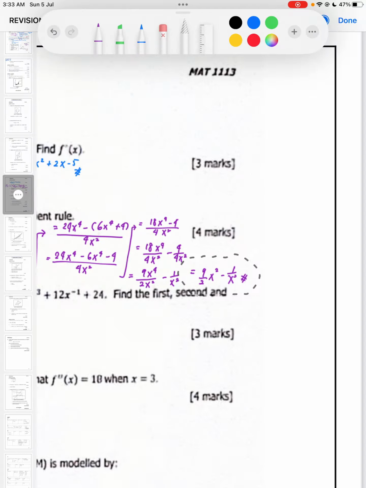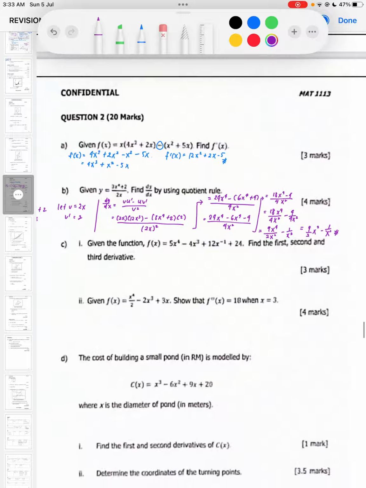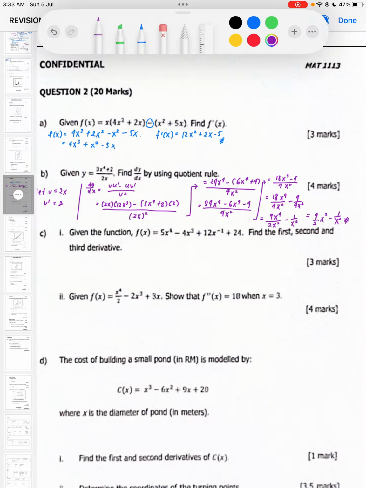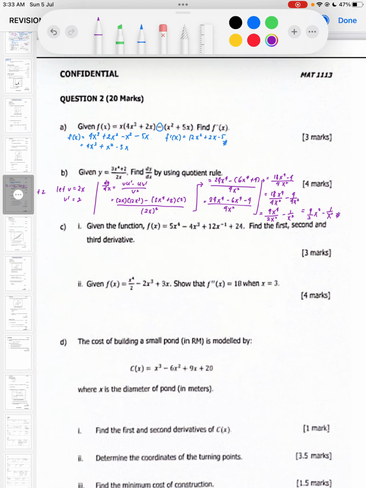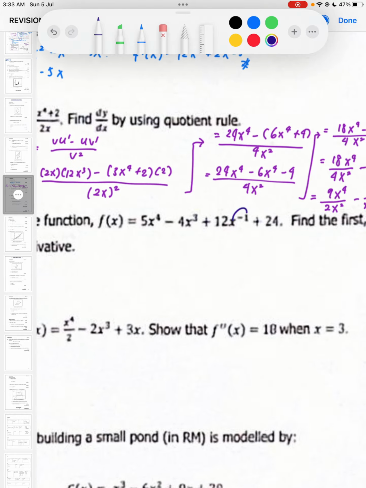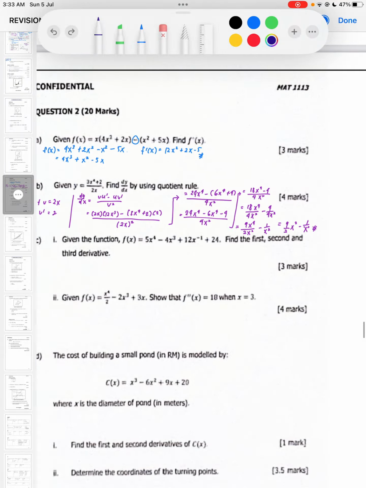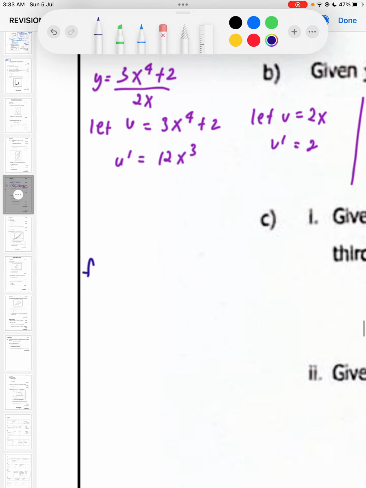Let me bring this up here. Okay. Given the function f(x) equals 5x to the power of 4 minus 4x to the power of 3 plus 12x to the power of negative 1 plus 24, find the first, second, and third derivative. Okay, so first, they already did us a favor by writing it as negative 1. Thank you so much for that. So let's first find the first derivative. Oh, they want first, second, and third. Wow.